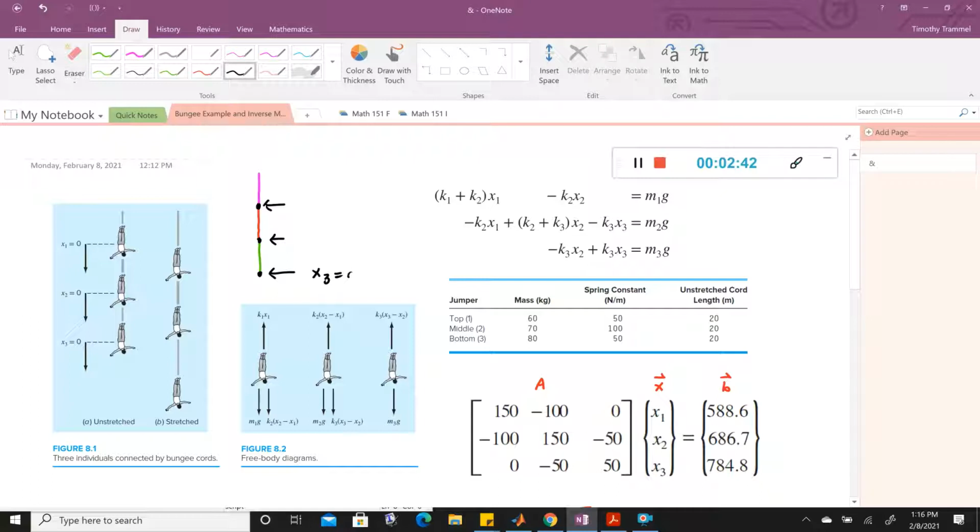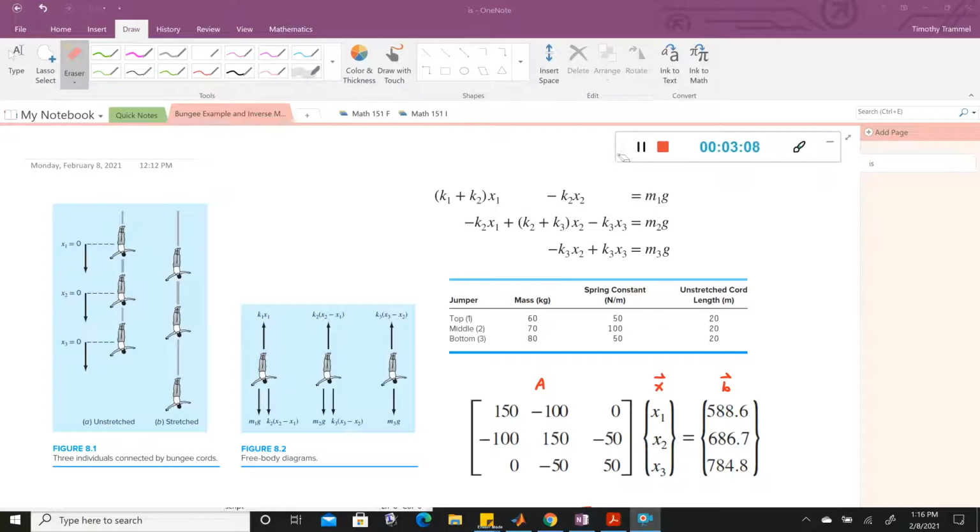And the question is when we do assign masses or weights to each one of these bungee jumpers, how far is it going to move each one of these bungee jumpers down? That's the question here. Now, we have a system of equations here that can be used to actually determine the displacement of each one of these bungee jumpers.